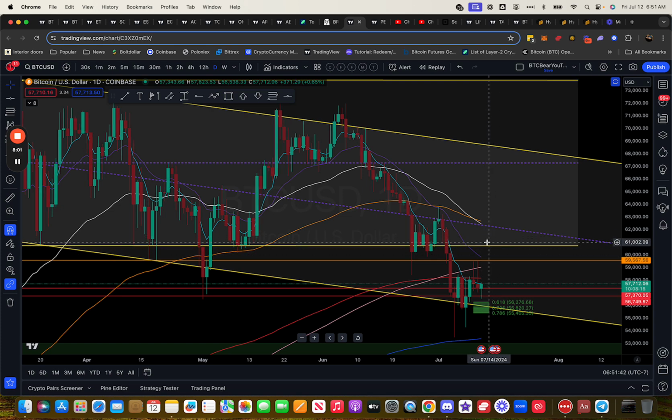Depending on the behavior that I have here, sets up my next trade, whether it's going to be a long or whether it's going to be a short. Keep it simple. That's it. All right, guys, that's pretty much it for today.